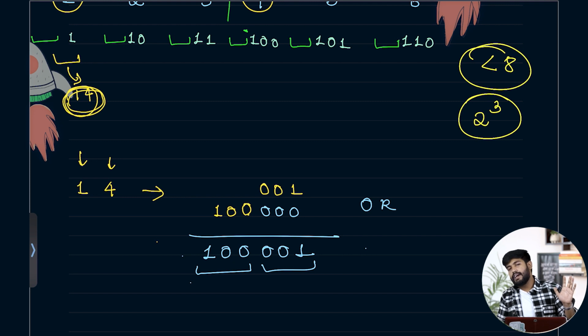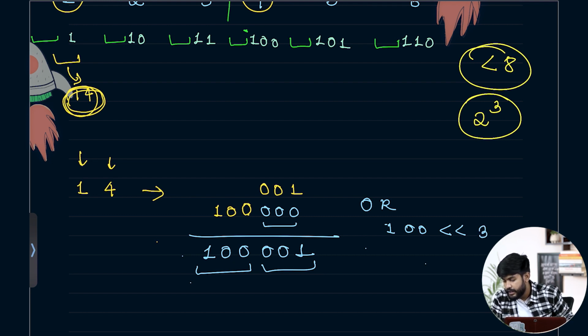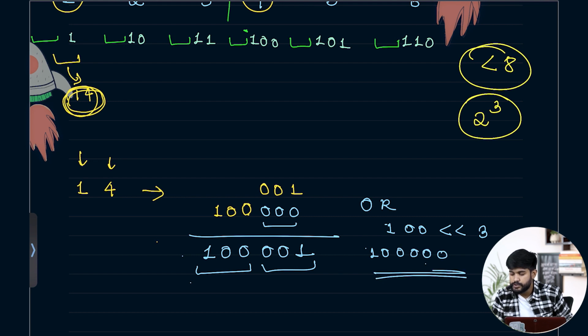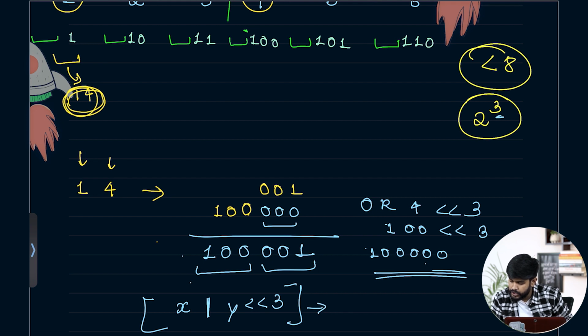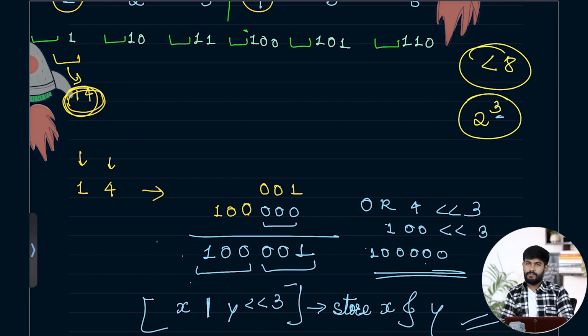How we would retrieve x and y is another task. For now, just understand how we are keeping x and y. Now, how can we add zeros at the end? If we write 1, 0, 0 and left shift by 3, it would be 1, 0, 0 and 3 zeros would be added at the end, which is nothing but 4 left shift by 3. So we can say x OR with y left shift by 3. This is how we would be storing the combination of x and y, by doing left shift.